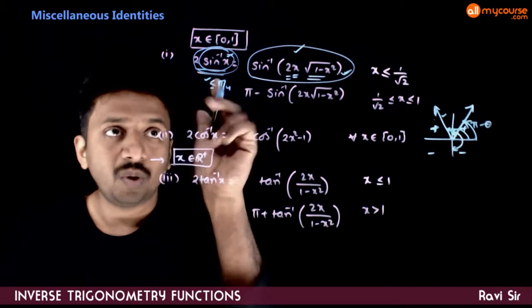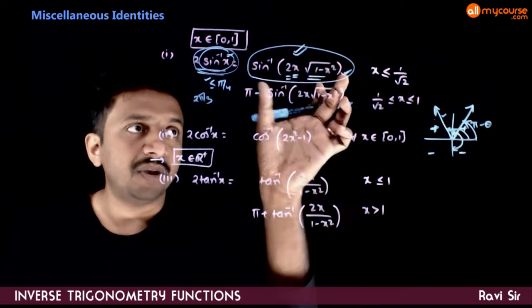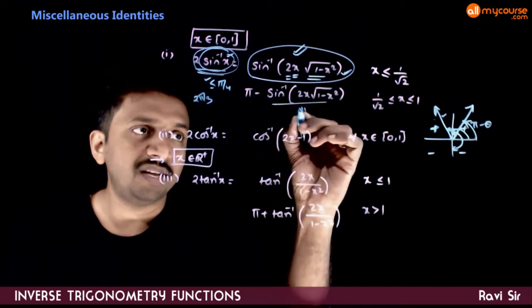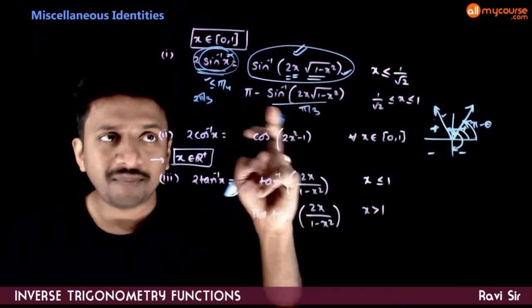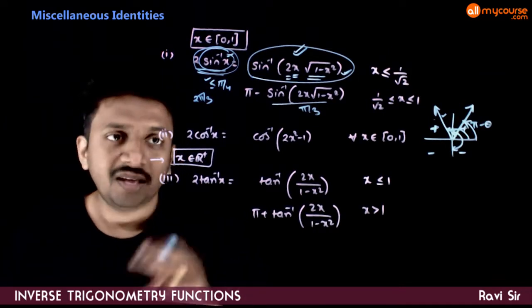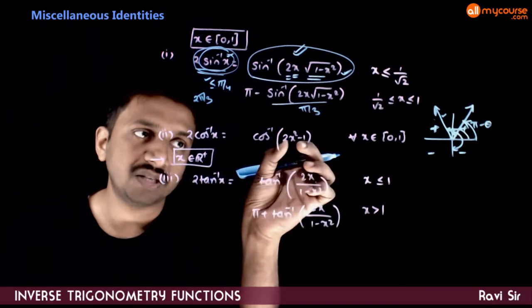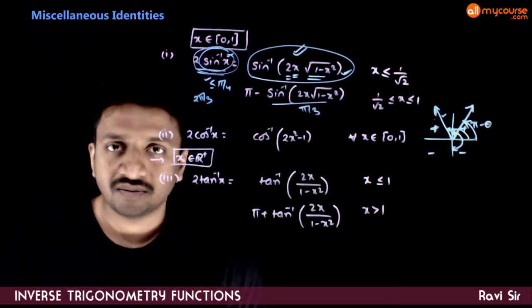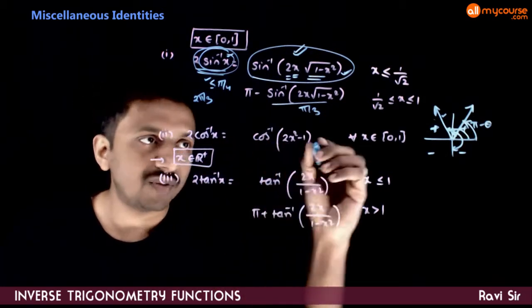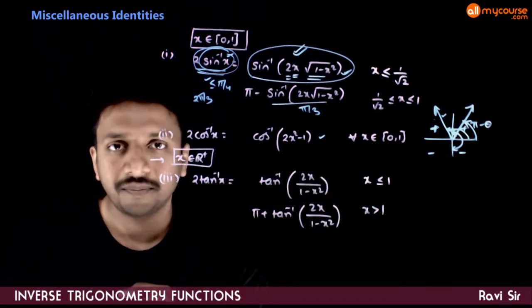So suppose this angle is 2 pi by 3. This formula will give you pi by 3. And if you do pi minus pi by 3, you get exactly the same number. Similarly, 2 cos inverse x is equal to cos inverse of 2x square minus 1. And this formula is valid for all positive x between 0 and 1.